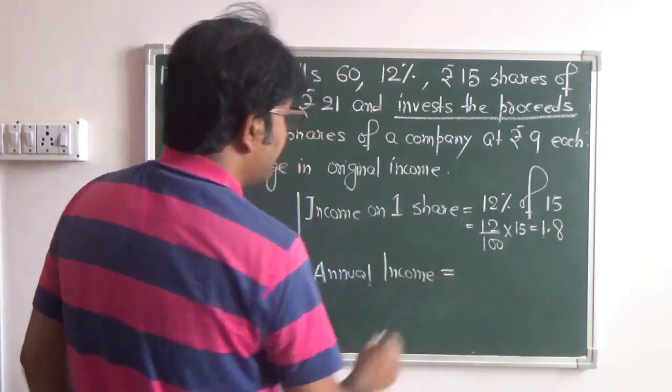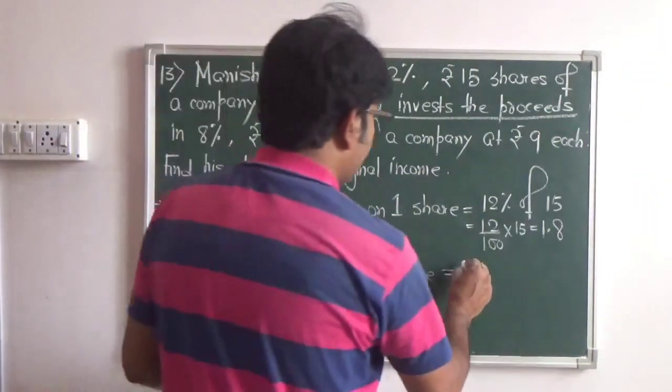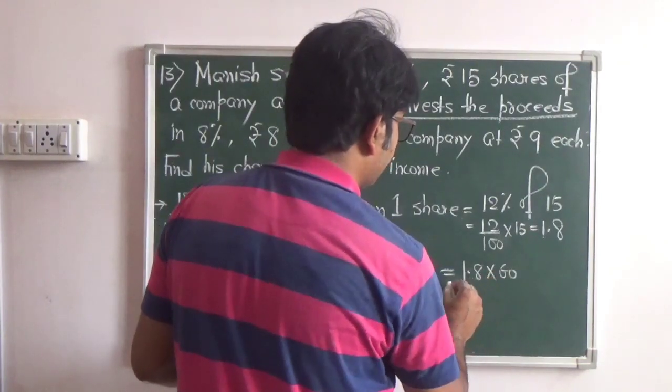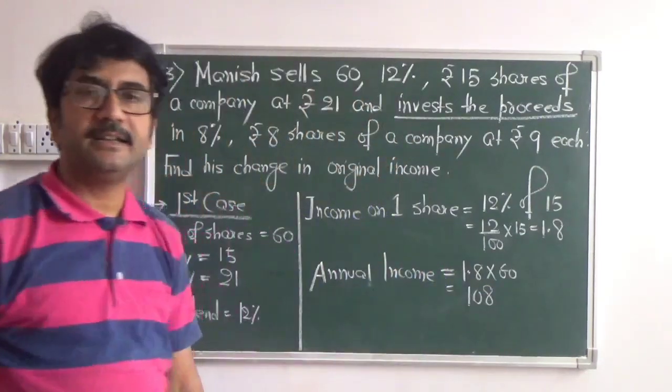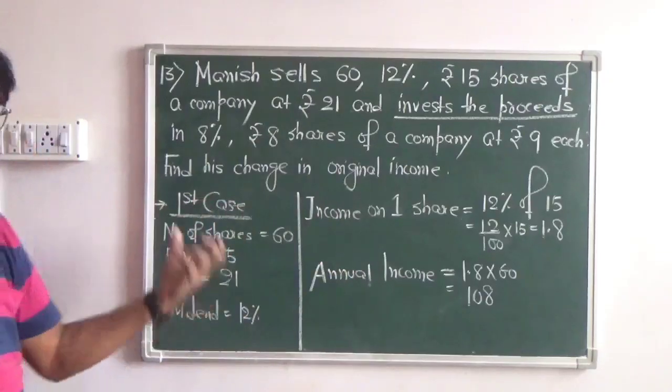So the annual income is the income on one share multiplied by the total number of shares, that is 1.8 into 60. That comes to rupees 108. So 108 is the annual income under the first condition, right?